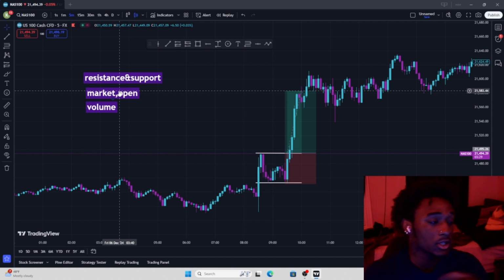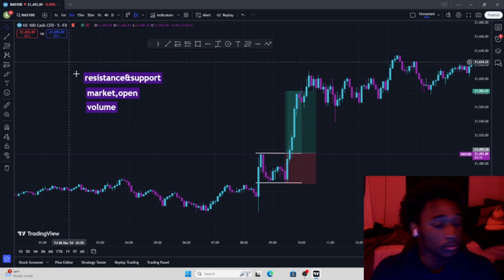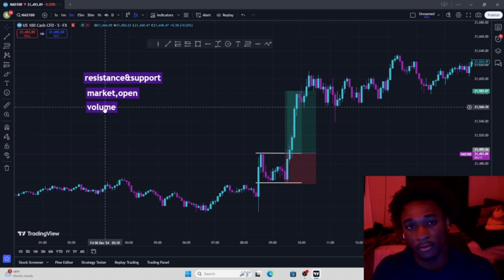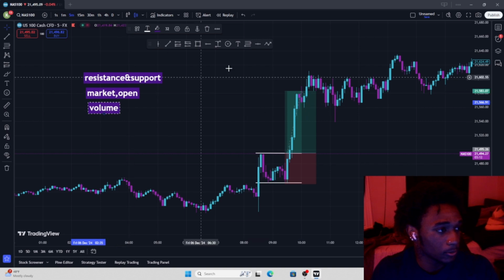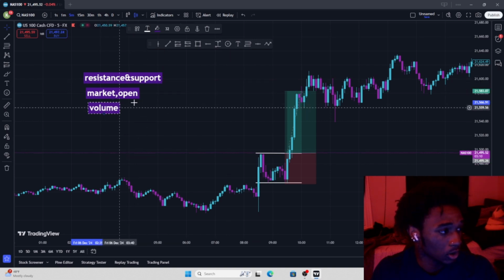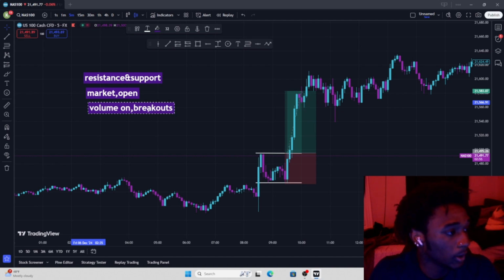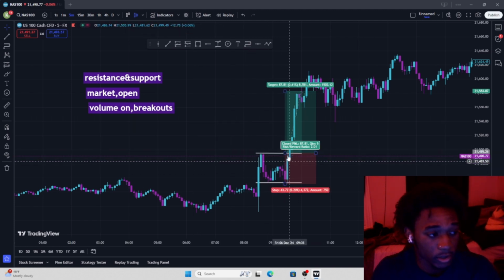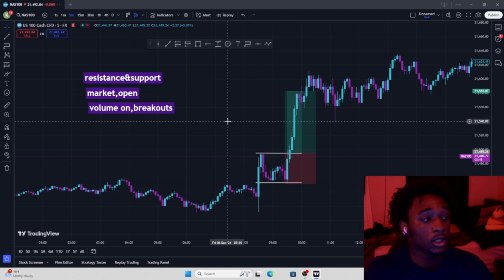You're going to make sure you have resistance and support, because you're going to want to see price break out of either one. You're going to want to make sure you're trading that market open because of the volume, and you're going to want to make sure you have volume, obviously. Now, another thing why you need volume is to prevent fake breakouts, right? So whenever price is breaking out of that zone, you're going to want volume, because volume is going to prevent you from getting faked out, right?